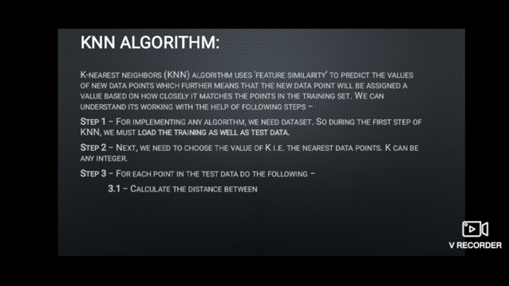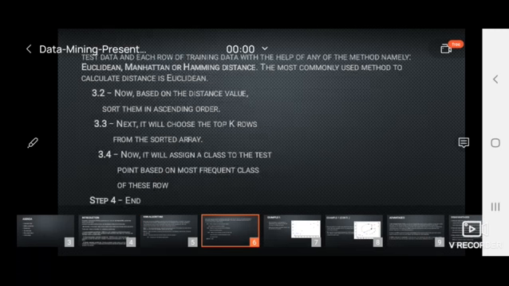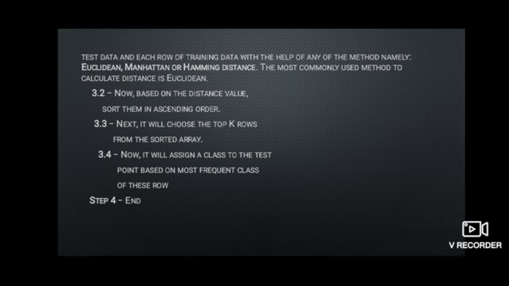First of all, we need a data set, then we have to test the data, then we have to choose the value of k and the nearest data points. Then for each point we have to calculate the distance between the test data and each row of training data with the help of any method, namely the Euclidean or Manhattan method. Now based on the distance value, sort them in ascending order. Then we have to choose the top k rows from the sorted array. Then it will assign a class to the test point based on the most frequent class of these rows.